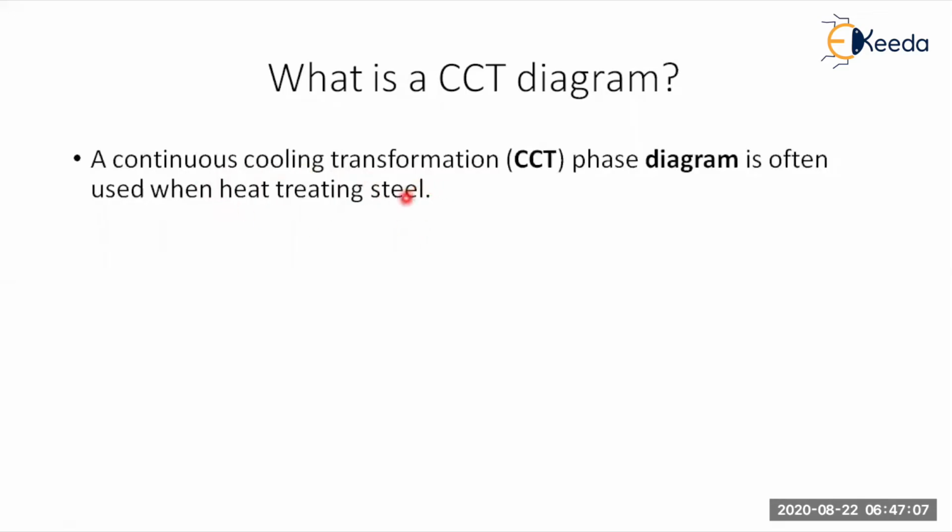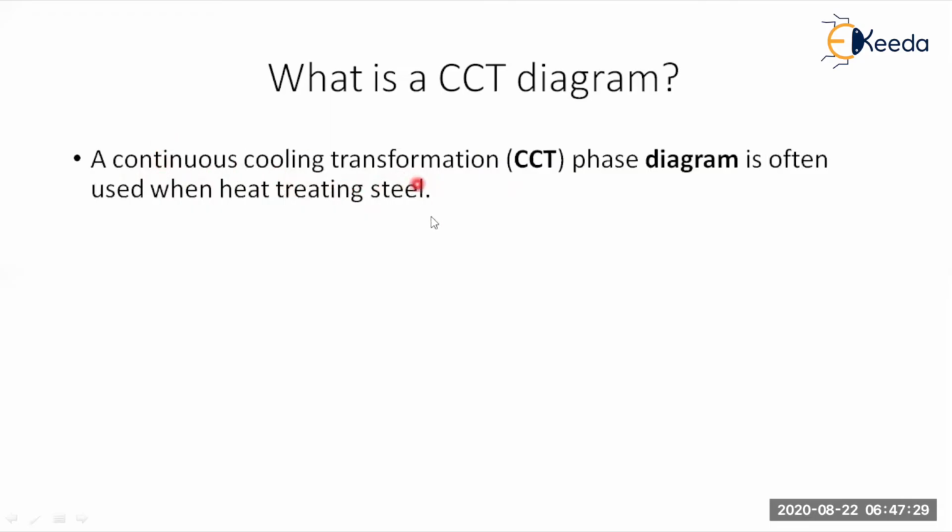Steel is a ductile material in which so many properties are included. That's why you must have some clear information for steel. So this CCT diagram helps to identify the properties of the steel at various cooling transformations, that means at a continuous cooling transformation.